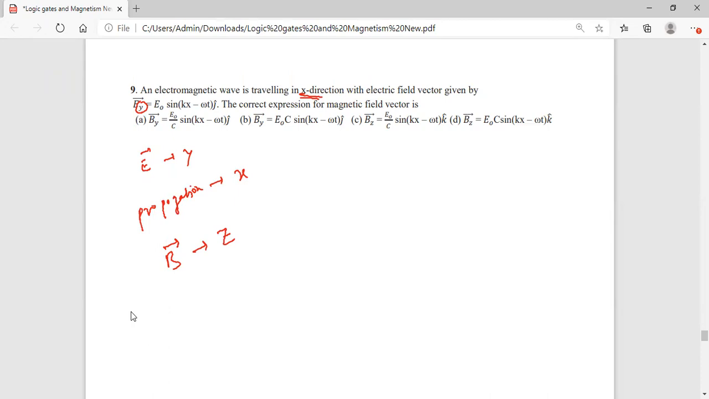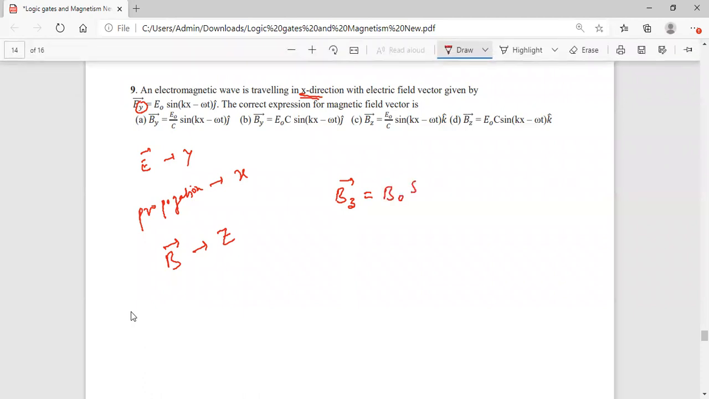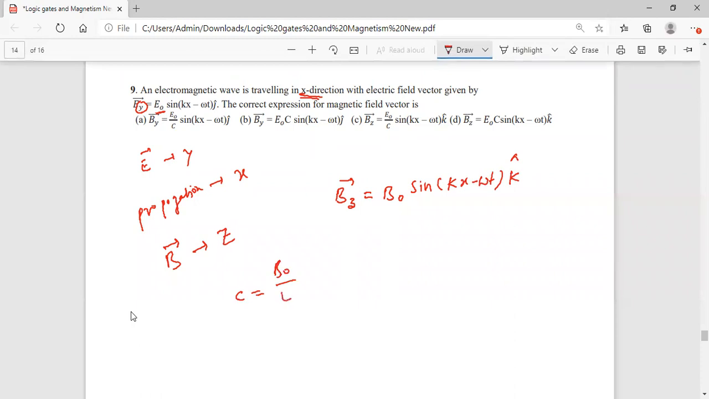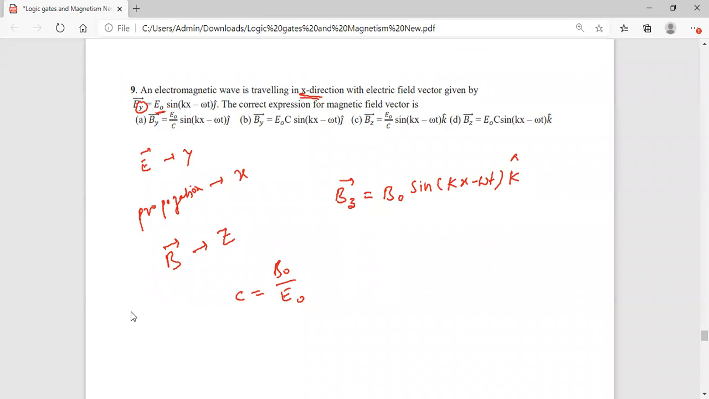These are the two options. Now, if we come to the magnetic field vector, BZ is equal to B naught sine of kx minus omega t. In the place of E naught, we have to put B naught, and in the place of j cap, you have to put k cap. But we know from the equation that C is equal to E naught by B naught. C is equal to what? E naught by B naught.